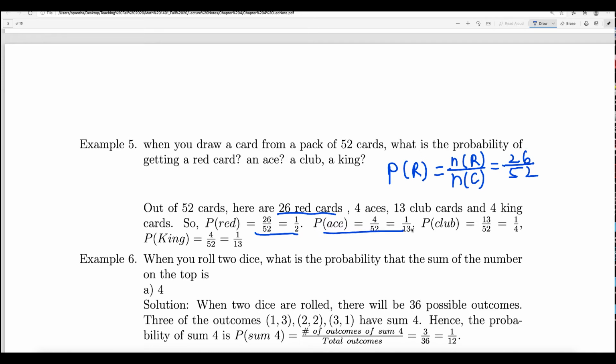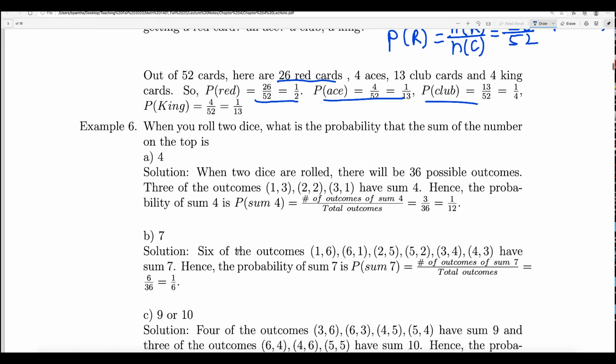Similarly, how many ace cards are there? The probability of an ace is equal to the number of ace cards divided by the total number of cards. So there are 4 ace cards, so 4 out of 52 is 1/13. Similarly, there are 13 clubs, so 13 out of 52 is 1/4, the probability of picking a club if you pick one card. And similarly, the probability of a king is 4 out of 52, that will be 1/13 again.